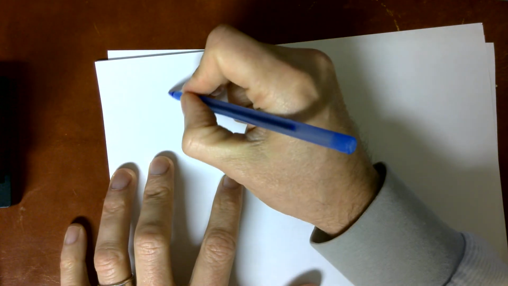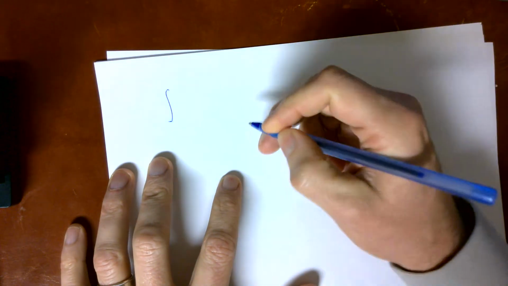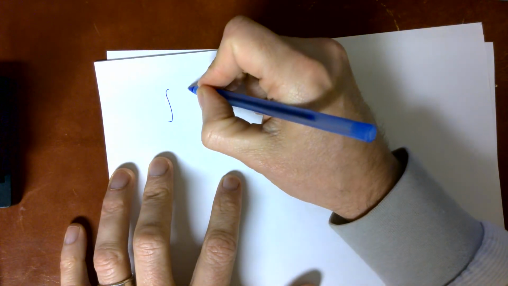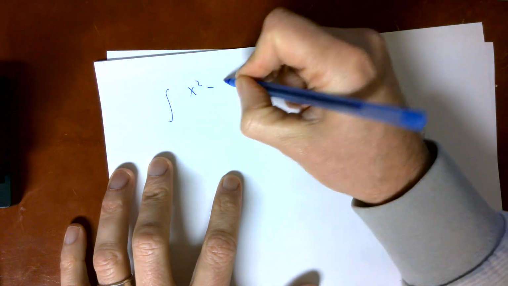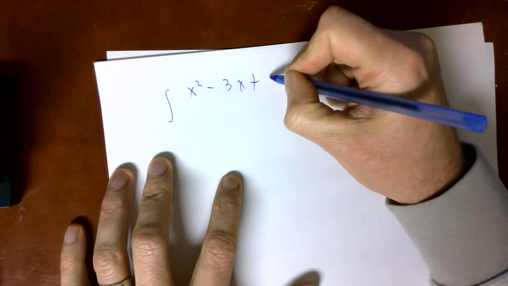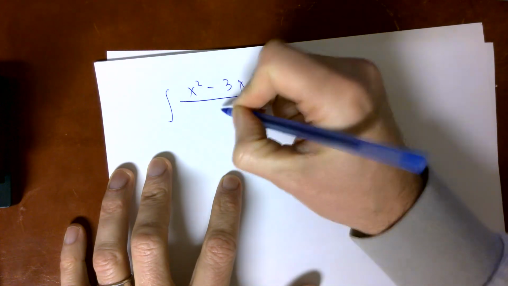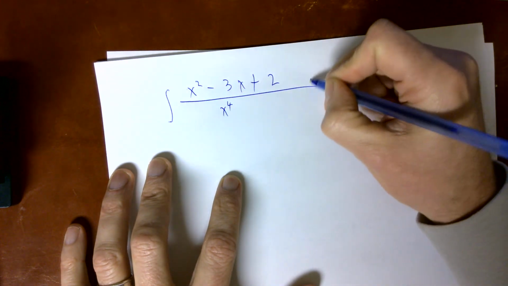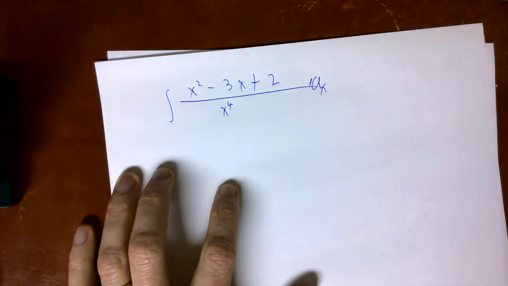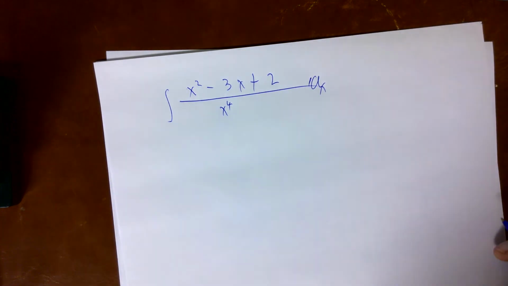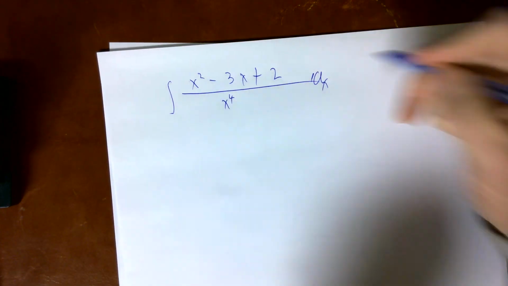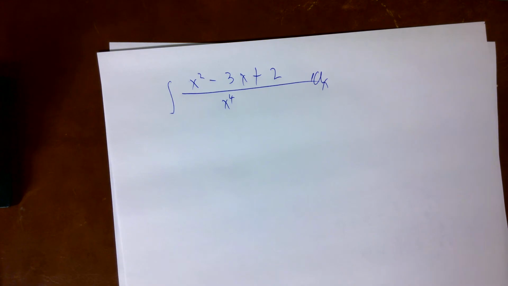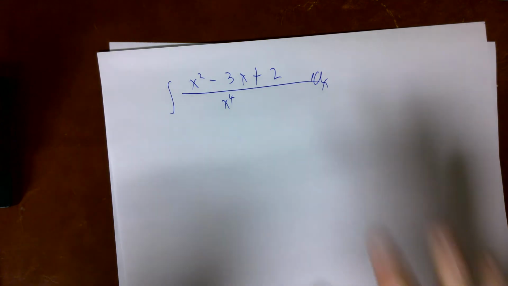Now on a similar note, what if I gave you the antiderivative of (x squared minus 3x plus 2) all over x to the fourth, dx? Sorry, I can't erase. I should have dropped that off. That's just a dx. All right. So I want everyone to write this down.